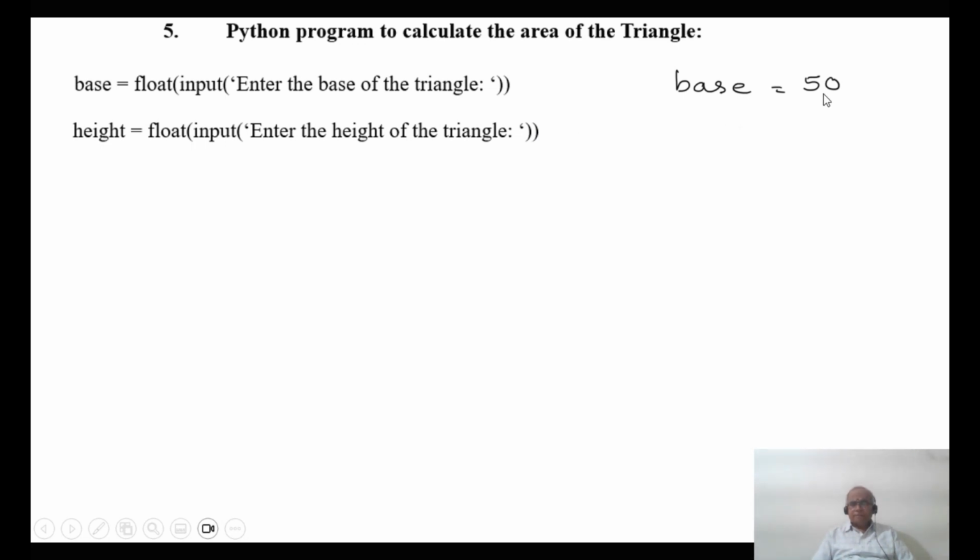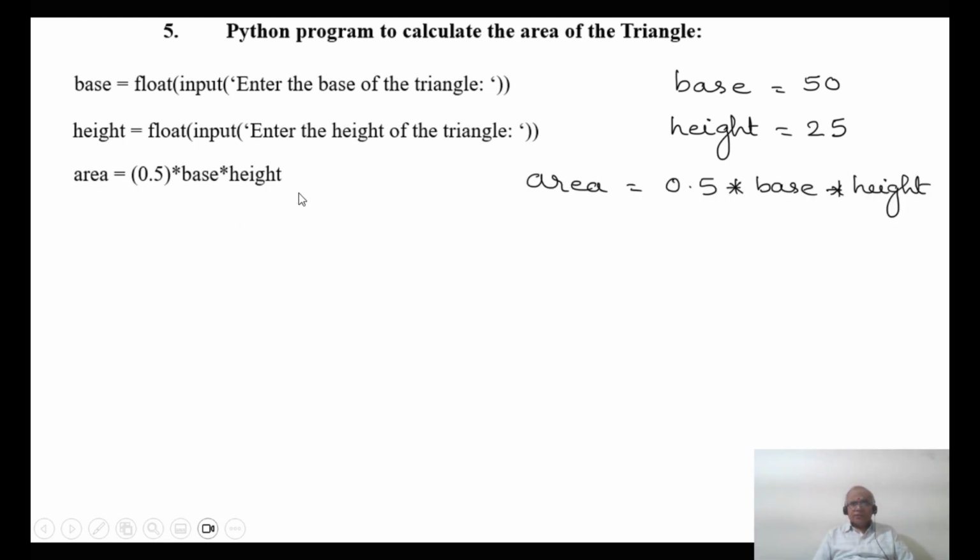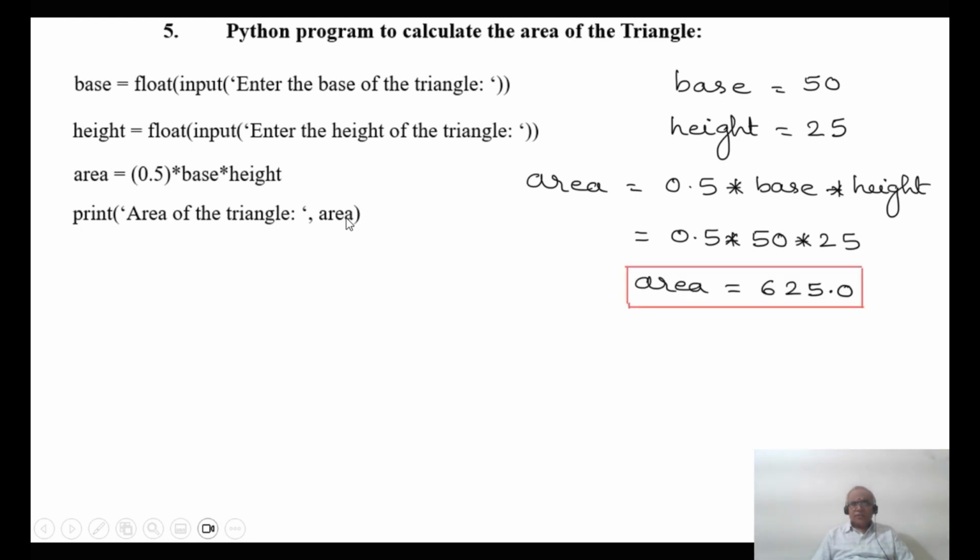So base is 50 and height is 25. Then I need to find out the area. Half means 0.5 into base into height. So area will be equal to 0.5 into base into height, which will be equal to 0.5 into base is 50 and height is 25. So print area of the triangle, area will be equal to 625.0.